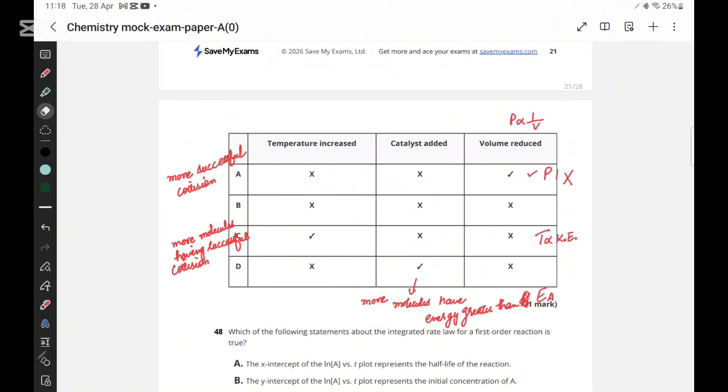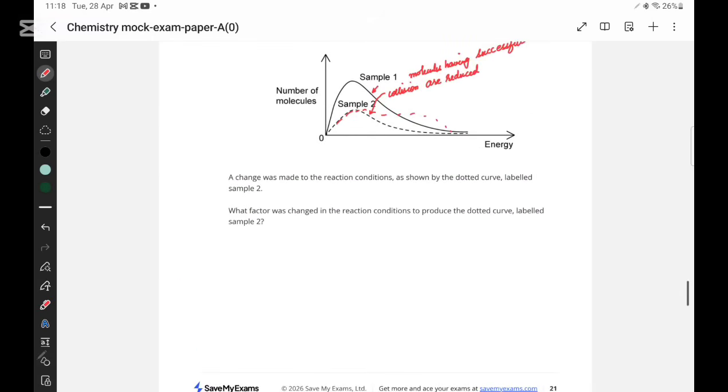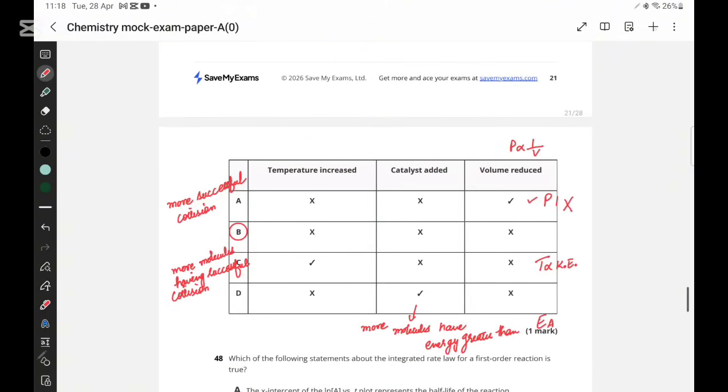So the one that is going to be the right one is option B, because temperature increase has no such effect, catalyst added has no such effect, and volume reduction has no such effect on the shape of the graph when we have fewer molecules having successful collisions. So option B is going to be the right one.